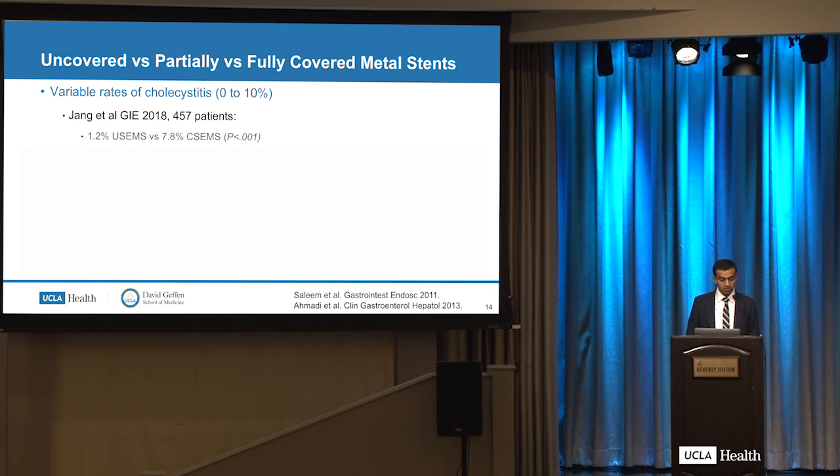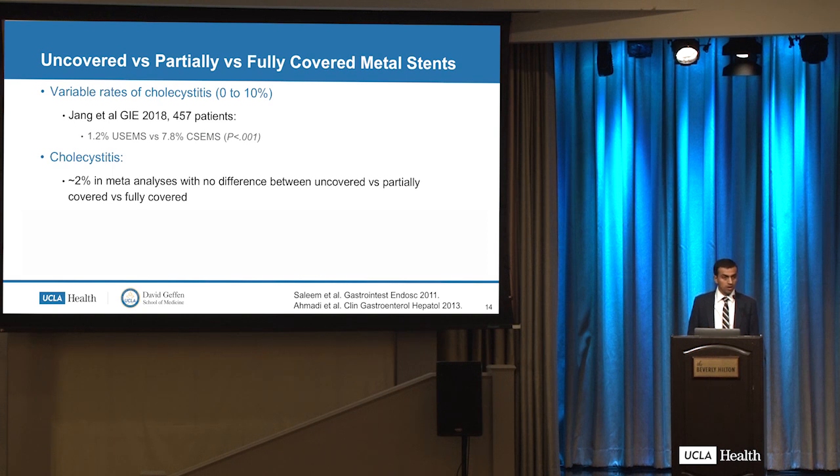And on meta-analyses, when you pool the data, it doesn't seem to make a difference in long-term patency for these stents. And in terms of cholecystitis, the rates have been reported up to 10%. In one larger study, 457 patients, covered metal stents had up to an 8% rate versus 1.2% of uncovered metal stents. So it's not zero even for uncovered stents.